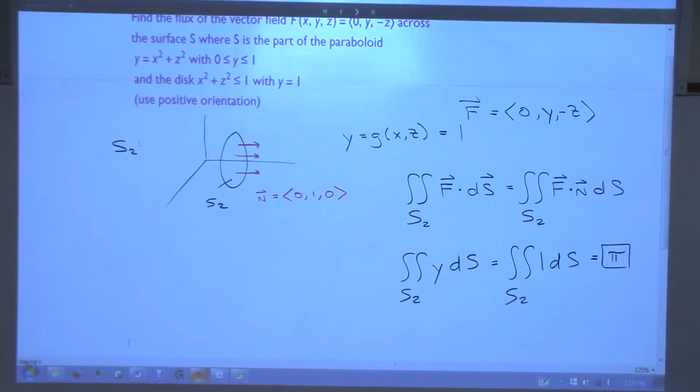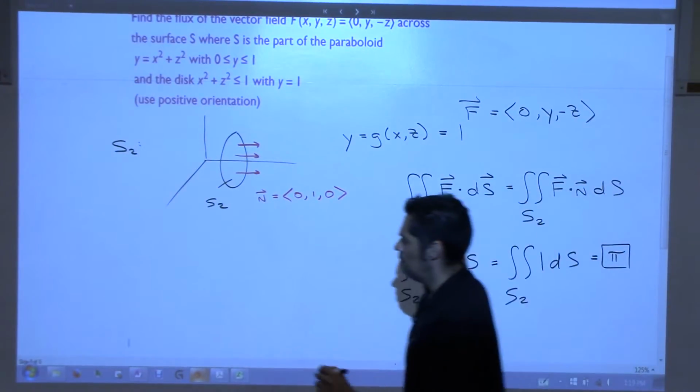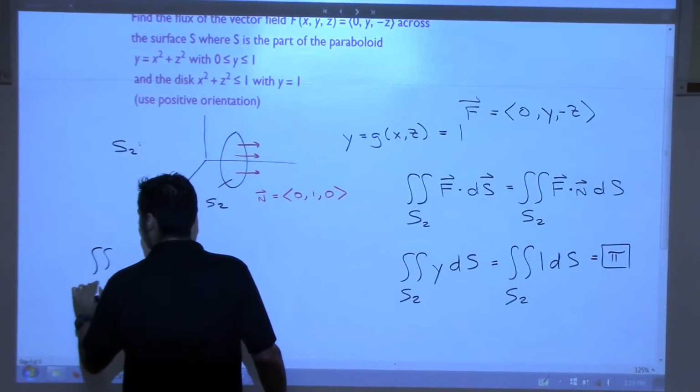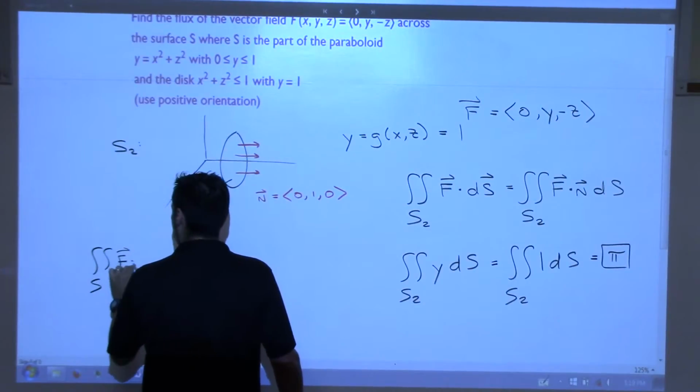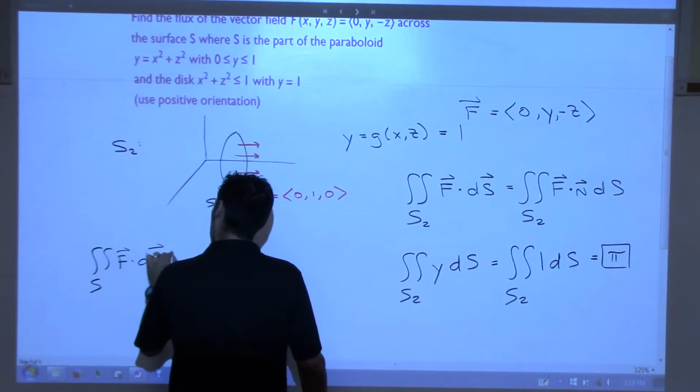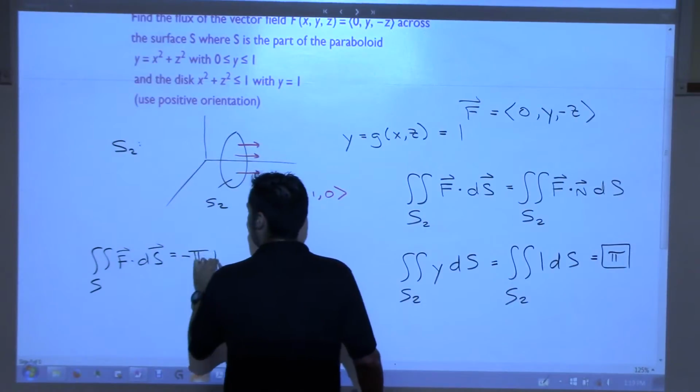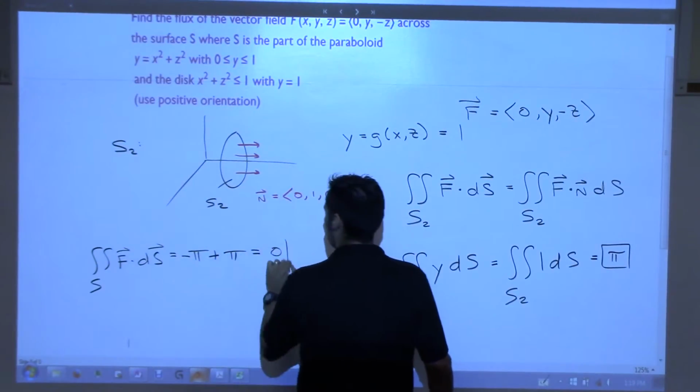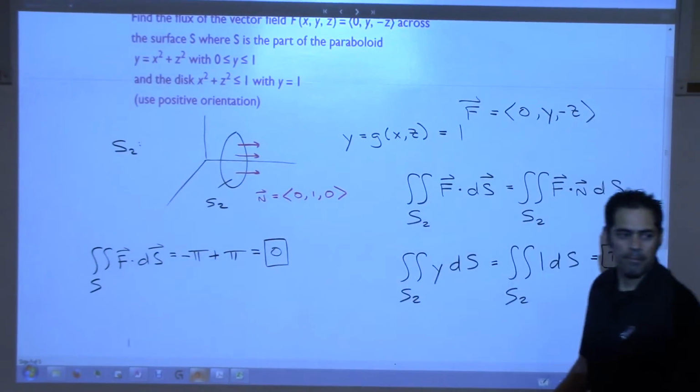So can we answer the final question? What is the flux over this surface? The entire surface. It's pi, negative pi plus pi, which is 0. So the flux turned out to be 0.